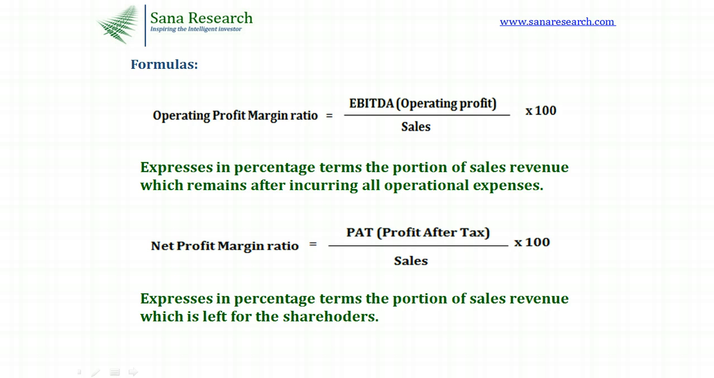Similarly, net profit margin ratio is profit after tax divided by sales or total income from operations multiplied by 100. And this expresses in percentage terms the portion of sales revenue which is left for the shareholders.